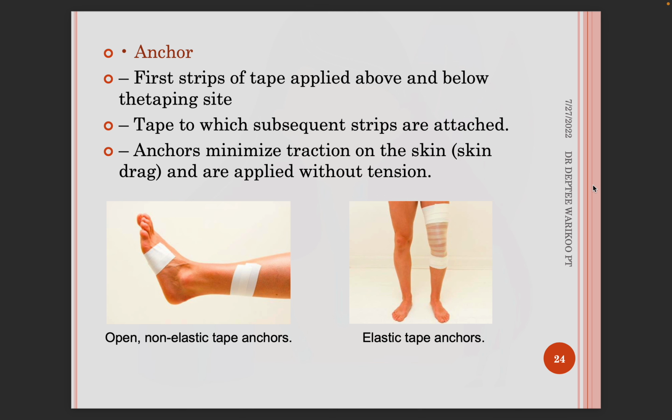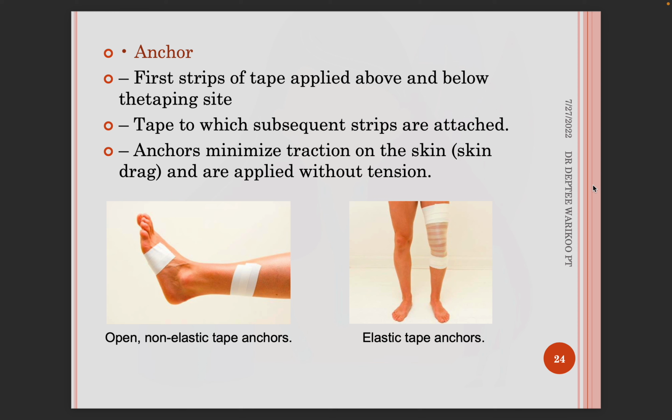First is anchor. Anchor is the first strip of tape applied above and below the taping site. The first tape may be non-elastic or elastic depending on the expansion requirements of underlying structures. The main purpose is to form a base for subsequent supporting strips of the tape.